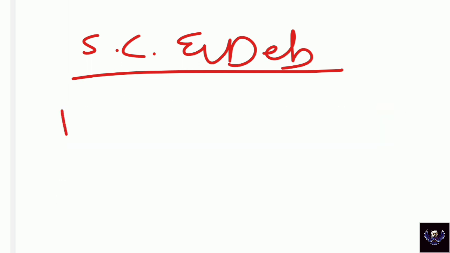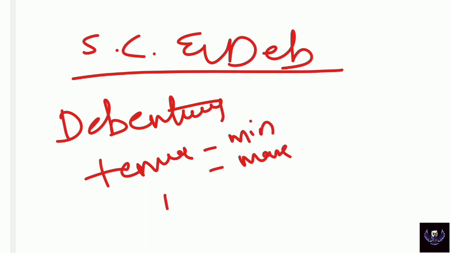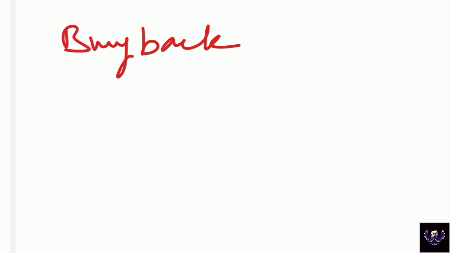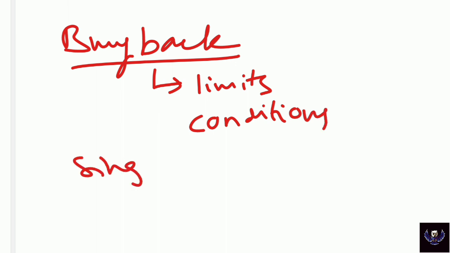Okay. Then you are having the case of debentures, what's the tenure, minimum and maximum, who can be appointed as a debenture trustee, etc. These things have to be seen. And for buyback of securities, we are having some limits, conditions. Give a single reading for that.